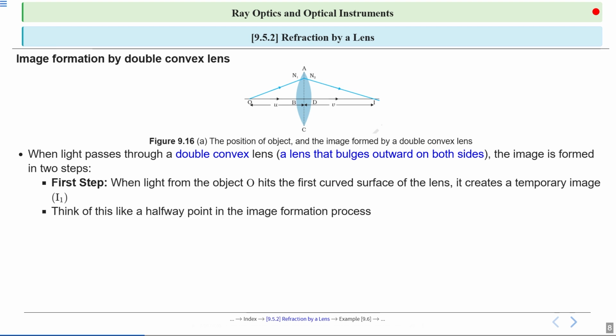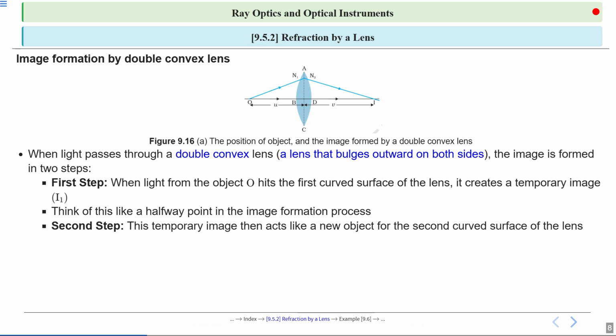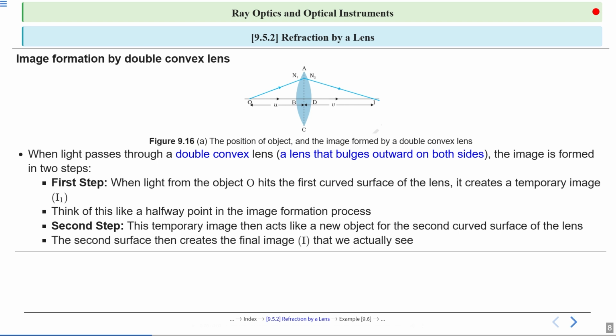Think of this as a halfway point in the image formation process. You can think that this is the halfway of the image; the final image is I. So it is the halfway point where the intermediate image is formed. Now, second step: this imaginary image then acts like a new object. That I1 will act like an object for the second surface ADC. The second surface then creates the final image I that we actually see.